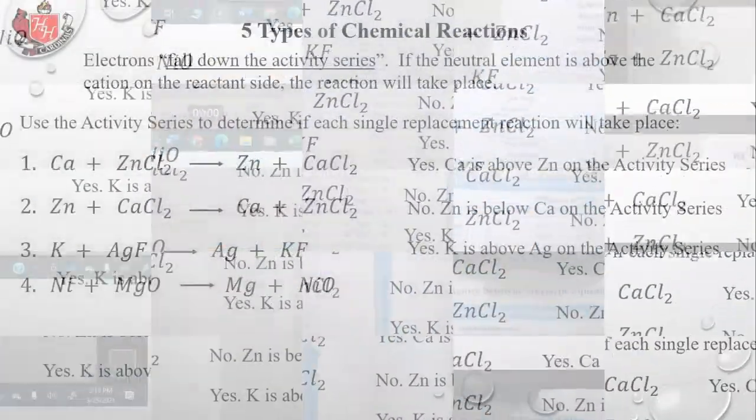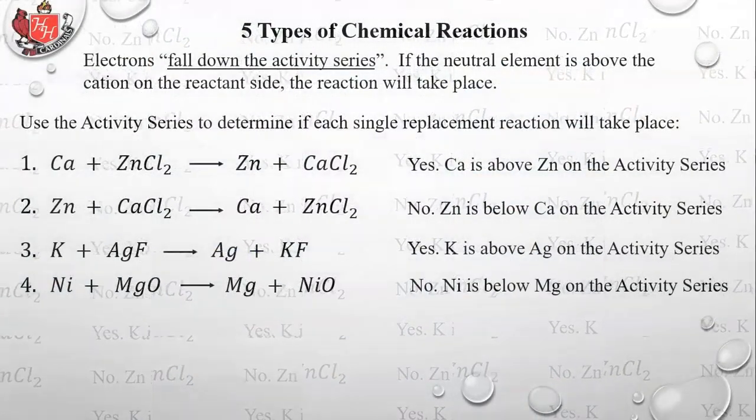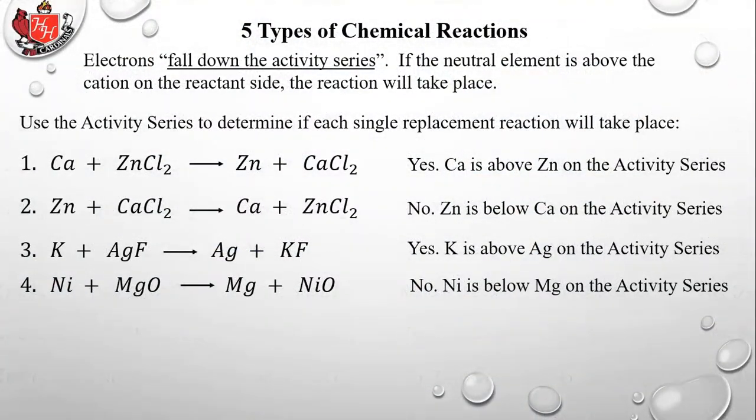Okay, so the answer to that one is no. Nickel is below Mg on the activity series, so that reaction will not take place. The reverse reaction would, if you had nickel oxide, NiO, plus magnesium, which you see on the right side, those would switch places because the nickel would be able to pull electrons away from the magnesium, and you would end up with nickel plus magnesium oxide. So the reverse reaction will work, but not the reaction as it's written there. Let's do one more and we'll wrap up this lesson.